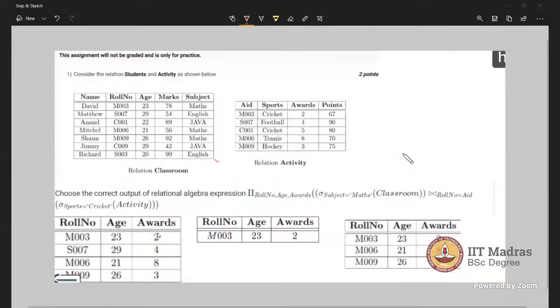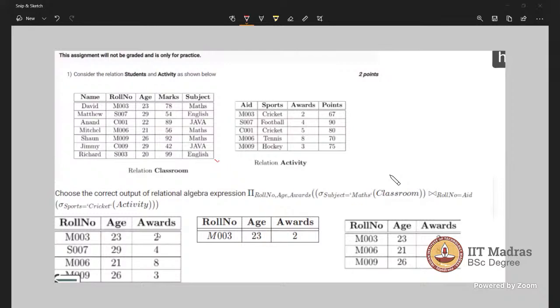Actually, it is taking three attributes: roll number, age, and award. The condition is given from the classroom: the roll numbers whose subject is maths will be selected. And from the activity table, the sport should be cricket. For cricket, M003 and C001 roll numbers are taken from the activity. From classroom, it is taking three math subjects, so only M003 is matching. So only one tuple will come over here.